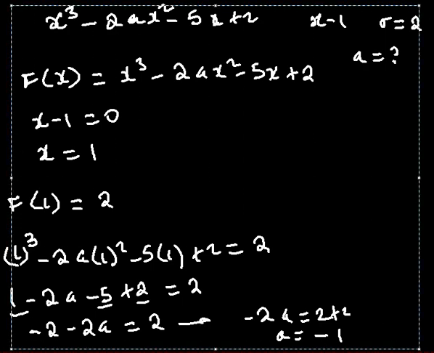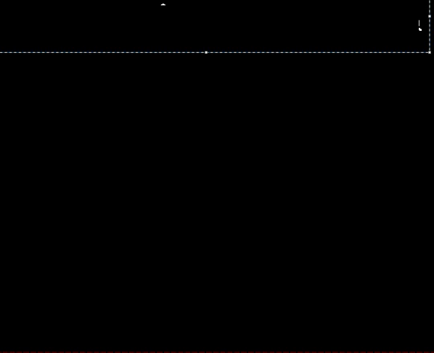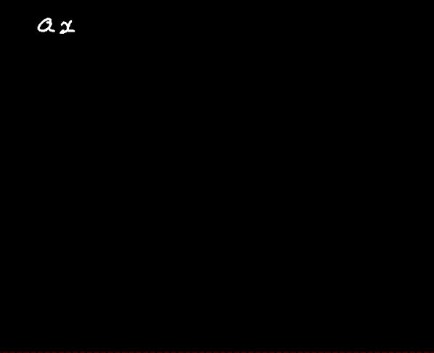Now what if we have this kind of case? Let's say we have the polynomial which is given as ax to the power 3 minus 6bx squared minus 2. And let's say when it is being divided by x plus 2, the remainder is given as 1.